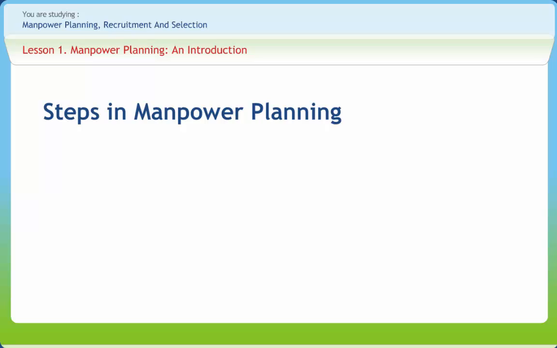HRP or manpower planning involves a number of steps. Job analysis is done to differentiate one job from the other. A job is defined as a collection or aggregation of tasks, duties, and responsibilities which are assigned to an individual employee.